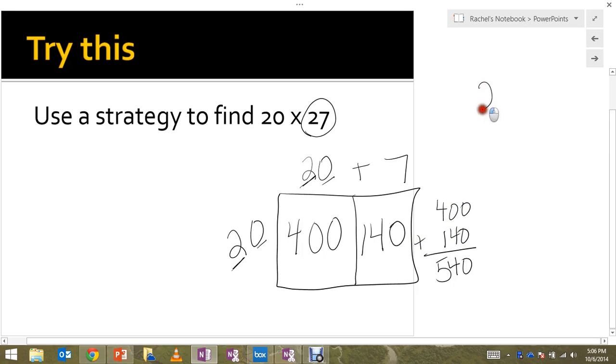Also, students could think of it in other ways, 27 plus 27, and that's 2 groups of 27. And then adding a 0, because it's not just 2 groups, it's 20 groups.